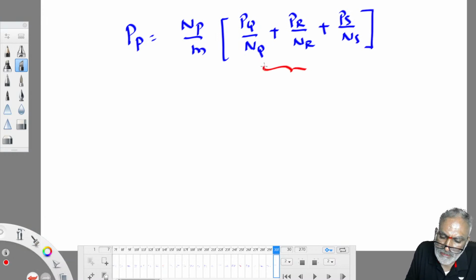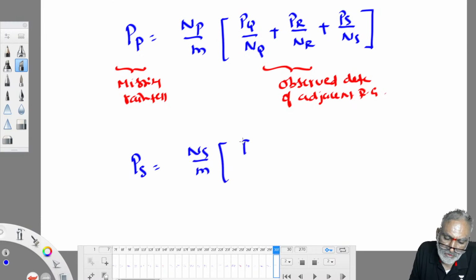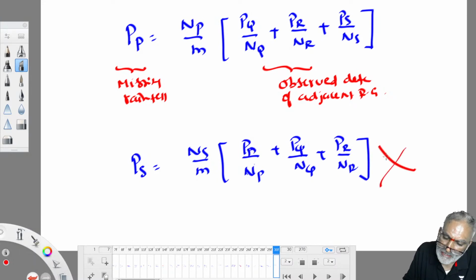So what is this? Observed rainfall data of adjacent rain gauge stations. This is missing rainfall data. So still, missing rainfall data is at station P only. If you write like this, assuming that PS is missing, you will go wrong. This is not correct. PP by NP, like this, if you take the equation assuming that PS is missing, then you will go wrong. PQ by NQ plus PR by NR, if you take, then you will go wrong.